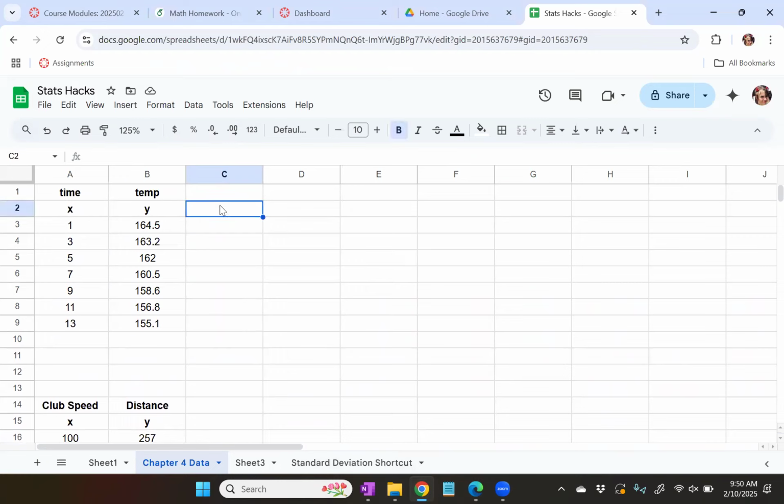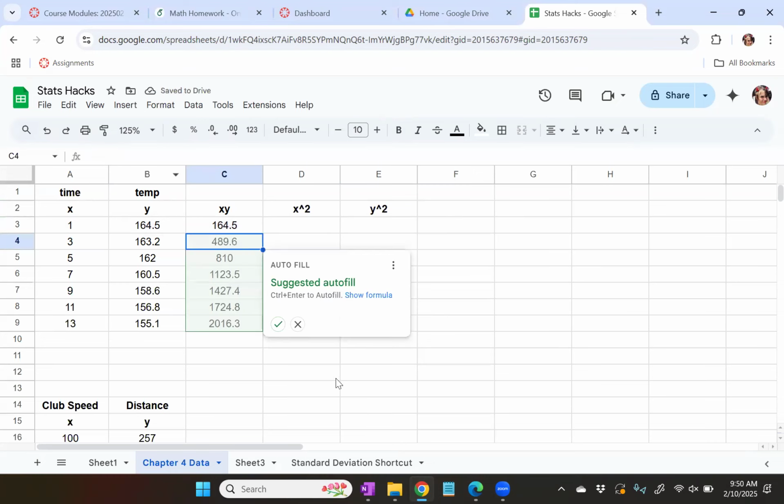I'm gonna label my columns. This is my x times y, x squared, y. Those are all of the columns I'm going to need. So my first one, I'm gonna say equals x times y, beautiful. Oh, you did not do that. I wanted you to do... Haha, now it did. And they're nice, they autofill for us. So they're gonna multiply all of them.